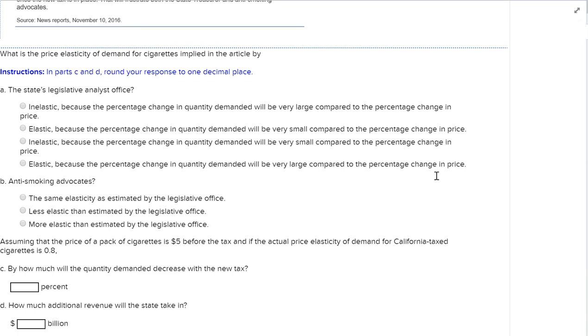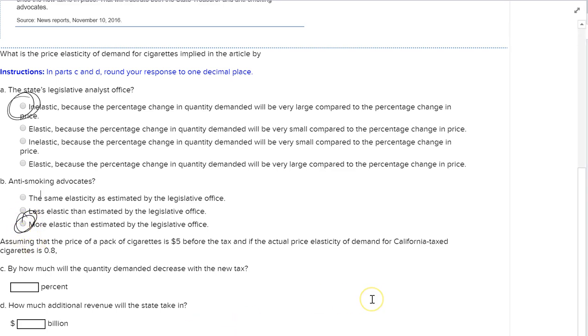So let's go down here, and the State Legislative Analyst Office assumes a little more elasticity than the anti-smoking advocates. But they consider that the response is going to be inelastic. That's why they generally place a tax on something like cigarettes, because they figure that they can raise the price without a large quantity response. And so you'll find taxes on things like cigarettes and gasoline for that reason. For B, the anti-smoking advocates weren't as optimistic. They said it was going to be more elastic.